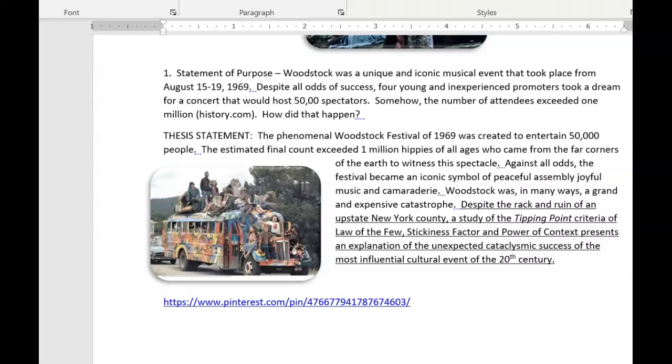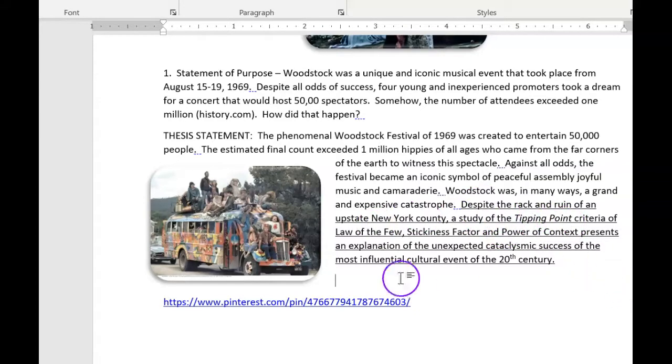Woodstock was, in many ways, a grand and expensive catastrophe. Despite the rack and ruin of an upstate New York county, a study of the tipping point criteria of law of the few, stickiness factor, and the power of context presents an explanation of the unexpected cataclysmic success of the most influential cultural event of the 20th century. Done. You'll notice that in our thesis statement, which may change if we change the criteria, we mention it.